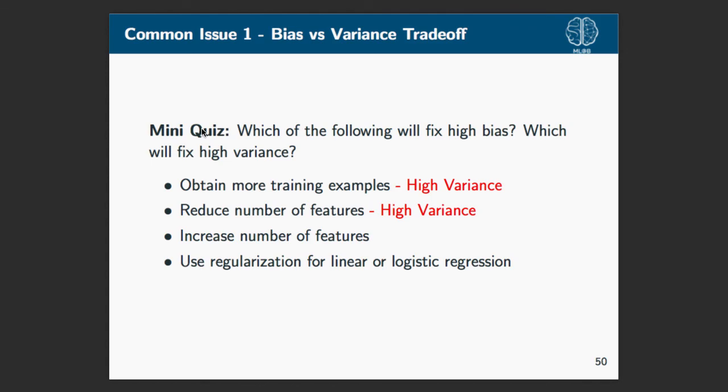Increasing the number of features, what will that fix? Bias. You want your model to be more expressive. And using regularization, what will that fix? Variance, exactly. The whole idea of regularization is to add a little bit of bias to your model to decrease variance.